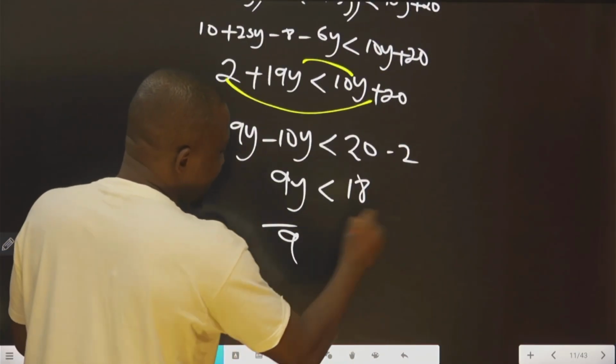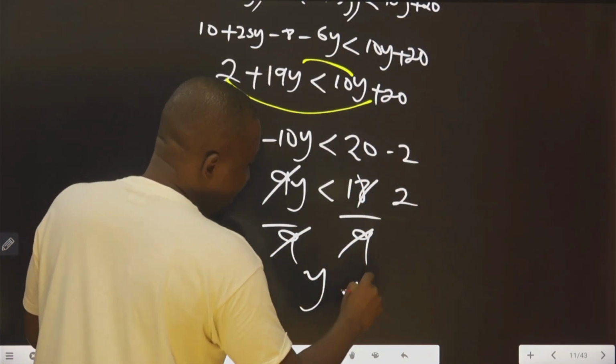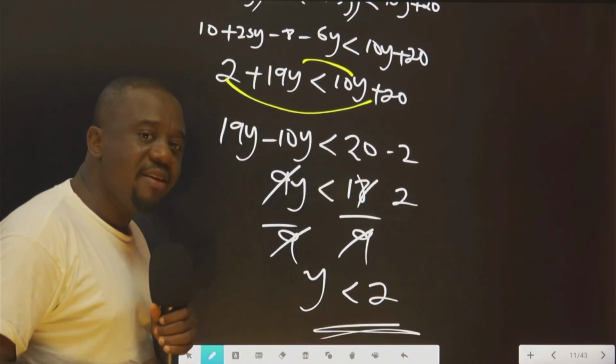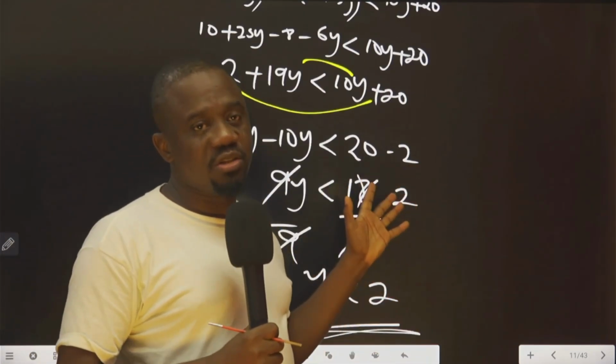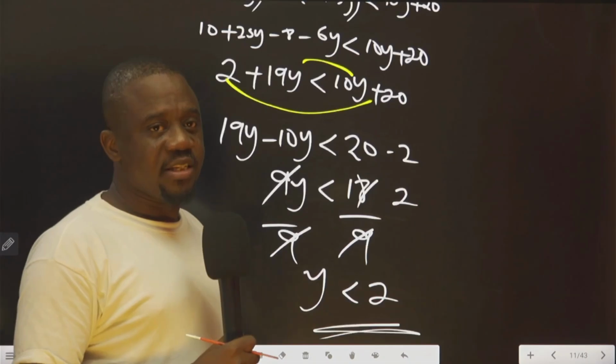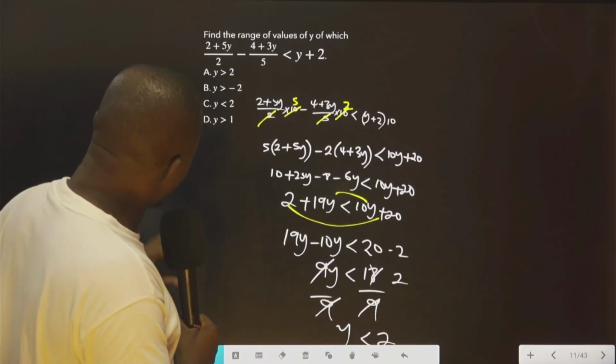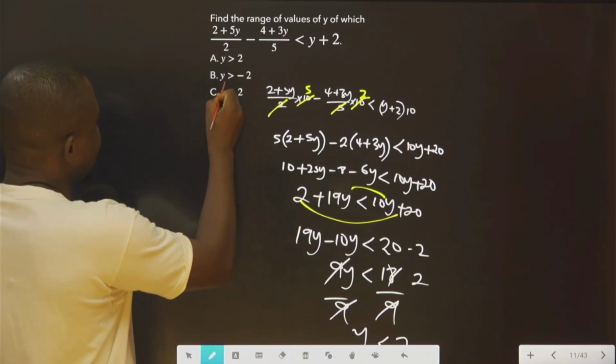Divide both sides by 9. This cancels this. Y is less than 2. So any value that is less than 2, these are the range. 1, 0, minus 1, minus 2, to infinity. These are the range of values for y. And if you check here now, C is the answer.